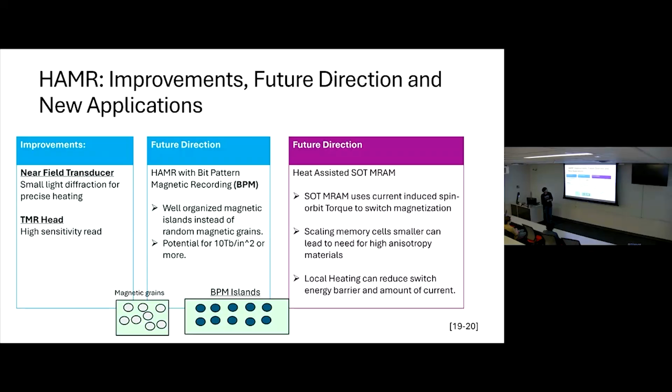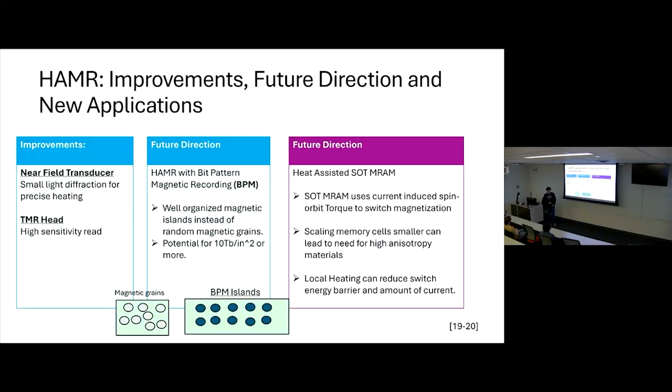Okay, and then lastly, for future directions, first of all, we can see that the near field transducer and TMR head allowed for a higher areal recording density, which made the vision of HAMR possible to where we are today. For future direction, we can look at bit patterned magnetic recording. That's where instead of having grains, we have well-defined magnetic islands. Combined with HAMR, there are clear boundaries, and that can help improve the areal recording density. You can see here, this is 1 bit with multiple grains, whereas with well-organized islands, each one of these can represent 1 bit.